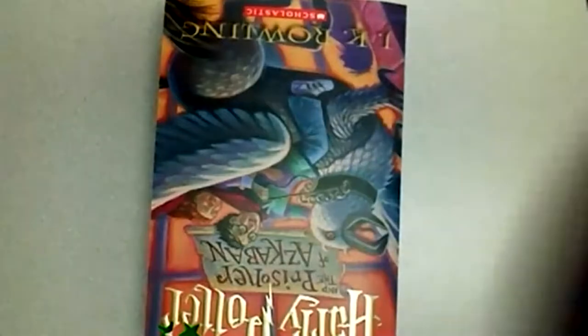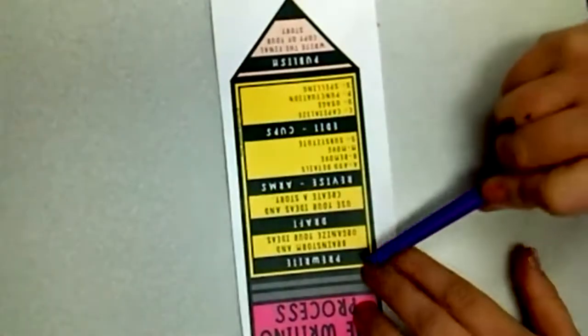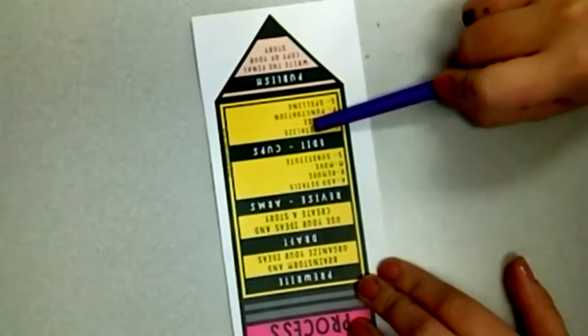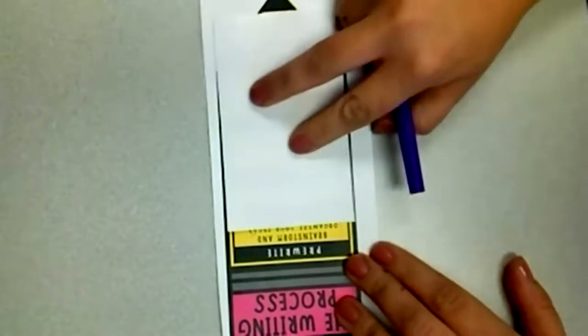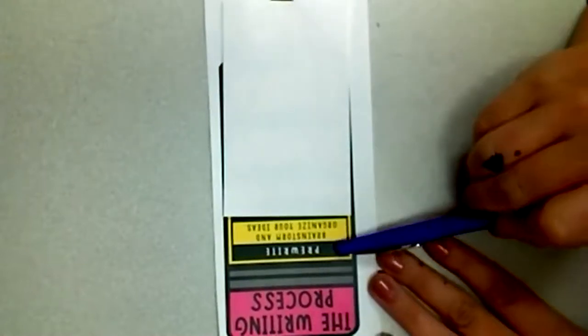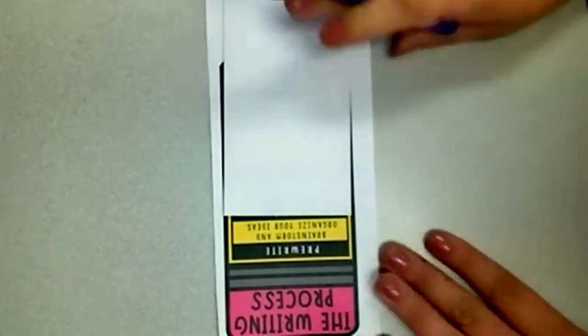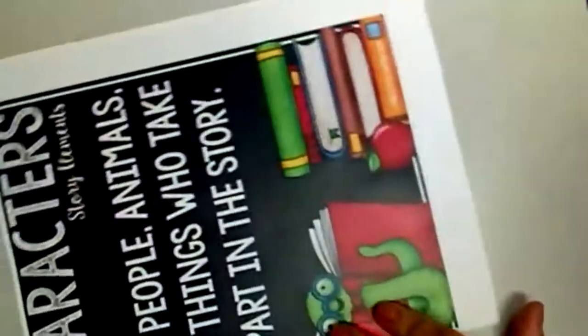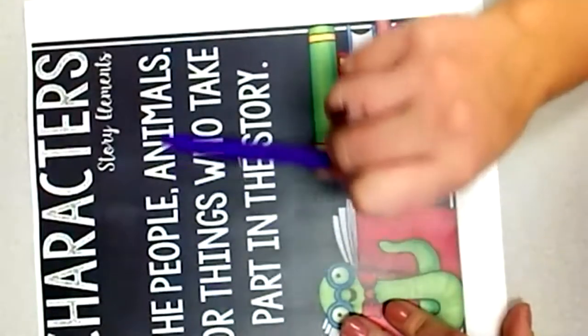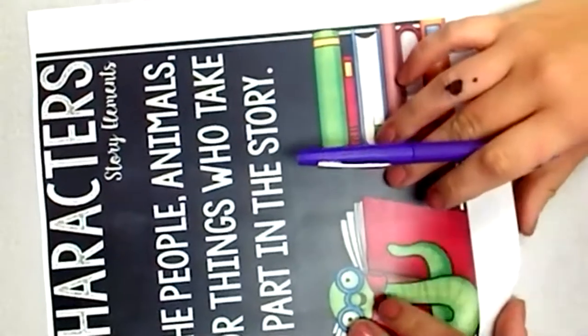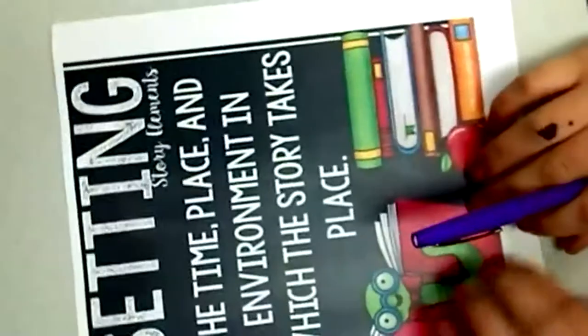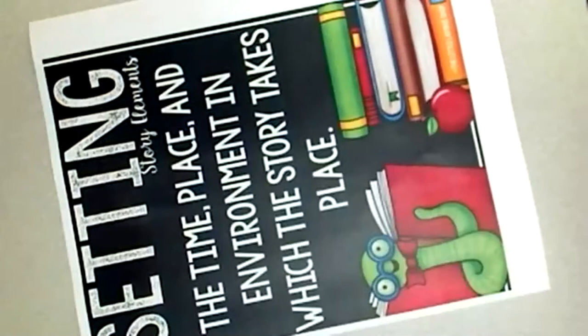What he did when he created this book was he went through the writing process. We have pre-writing, drafting, revising, editing, and publishing. We are going to focus on our pre-writing phase: brainstorming and organizing our ideas. Yesterday you should have brainstormed the different characters that you want to include in your story. Characters are the people, animals, or things who take part in the story. And then you also focused on the setting, the time, place, and environment in which the story takes place.